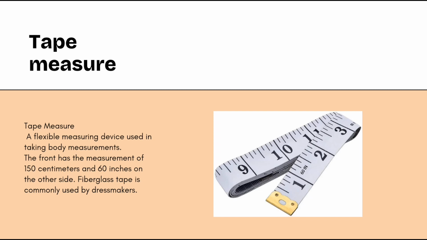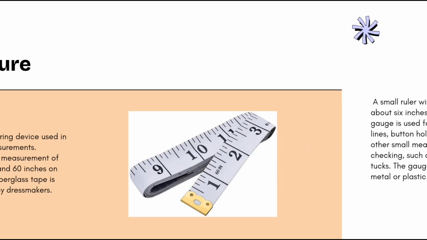A tape measure is a flexible measuring device used in taking body measurements. The front has the measurement of 150 centimeters and 60 inches on the other side. Fiberglass tape is commonly used by dressmakers. So a tape measure is a flexible measuring tool used in sewing, tailoring, and for taking body measurements, determining fabric lengths, and measuring curved or irregular surfaces.